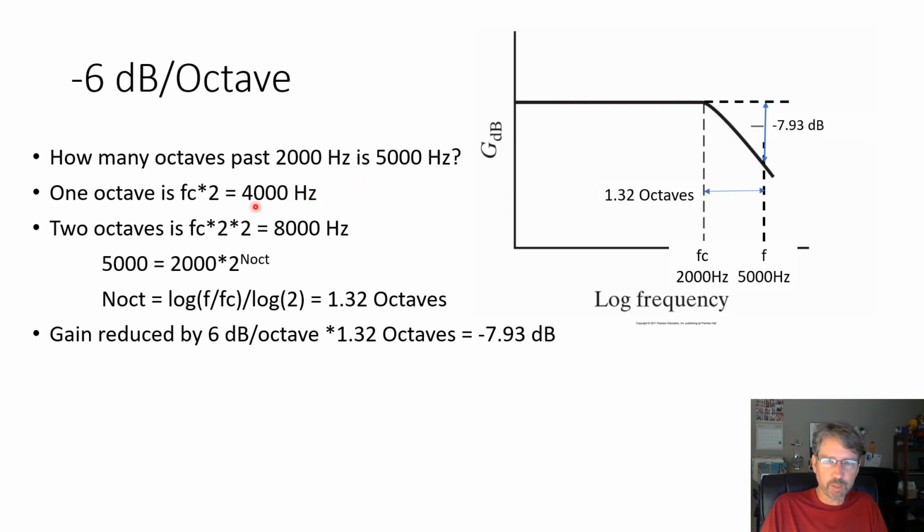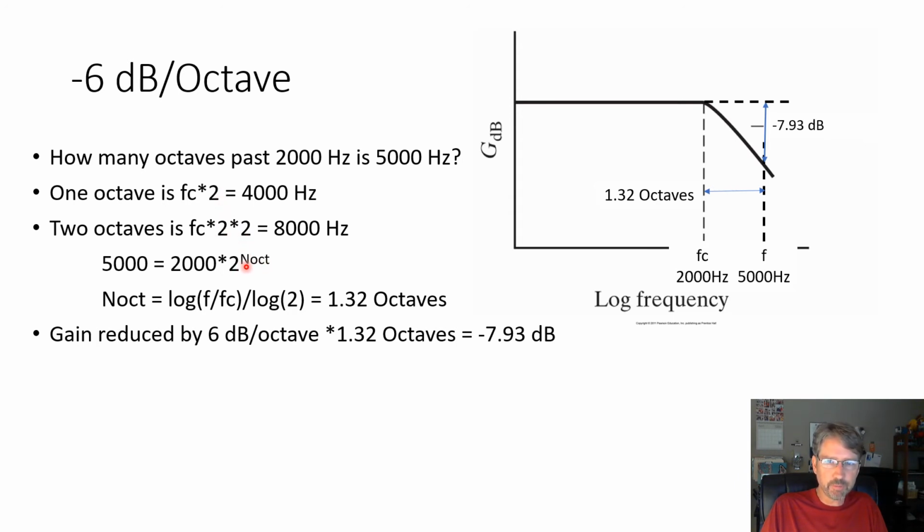So if we were lucky, if it was one doubling, 1 octave would be 4,000 hertz. 2 octaves would double it again, so that would be 8,000 hertz. So we know it's going to be between 1 and 2 octaves, because 5,000 is between these two, so it's good to have a check. And this is the equation we use. 5,000 is our frequency, 2,000 is the corner frequency, times 2 to the n octaves. So when n was 1, we had this, n was 2, have that.